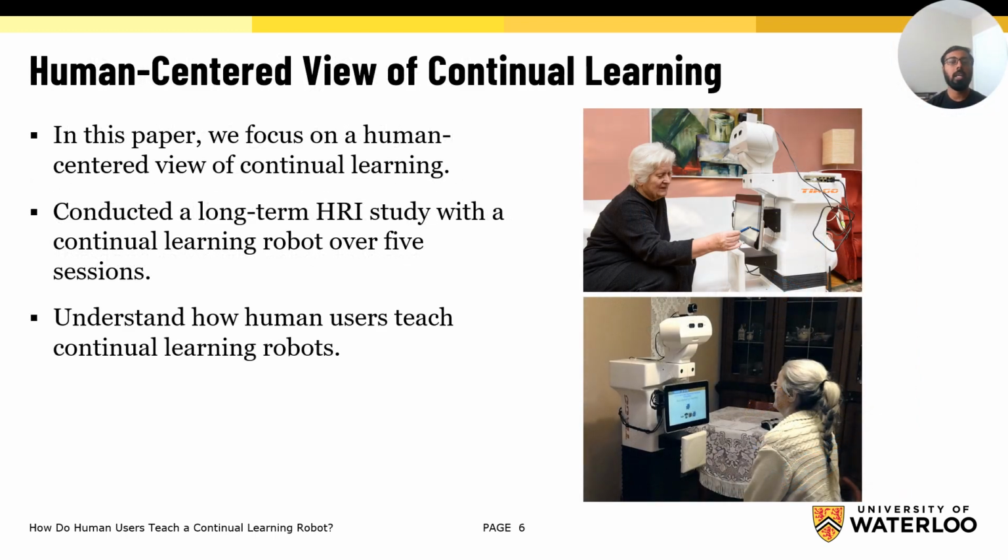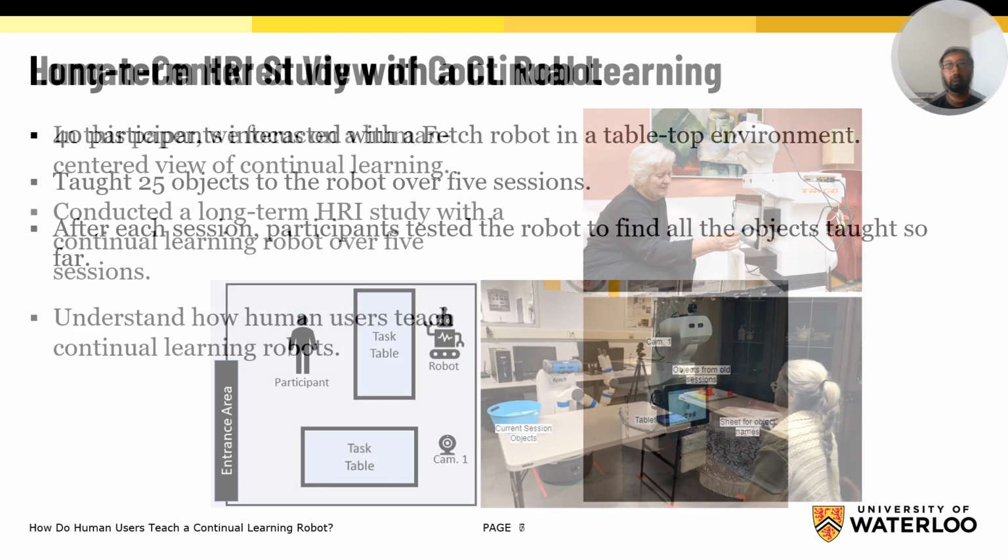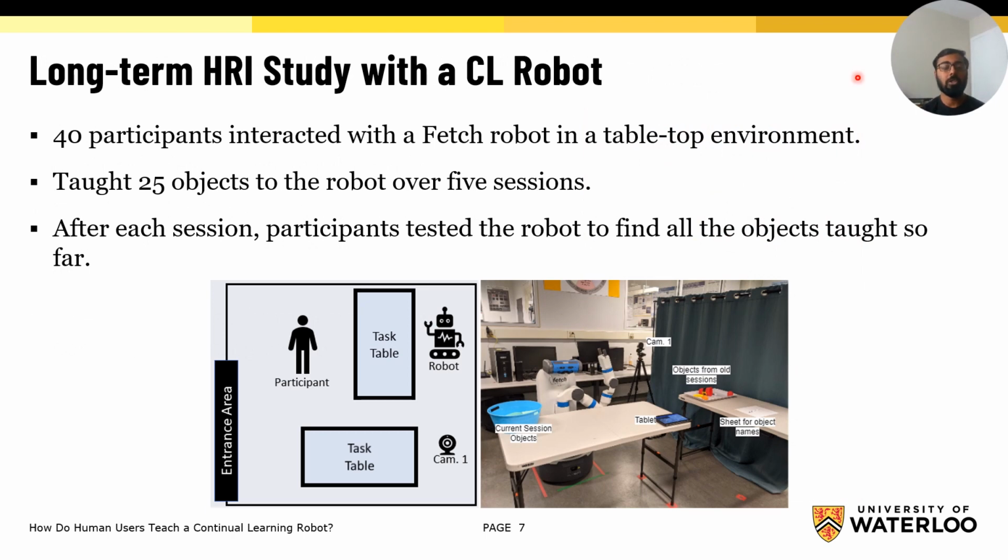So in this paper, we take a human-centered view of continual learning. Particularly, we develop a long-term human-robot interaction study to understand how human users interact with and teach continual learning robots over repeated interactions. So in our study, we had 40 participants that interacted with a Fetch mobile manipulator robot in a tabletop environment. And users taught 25 objects to the robot over 5 sessions. So each user taught 5 objects per session. Participants were allowed to teach the robot in each session, and then they could test the robot to find all the objects they had taught in the current session and any of the previous sessions.